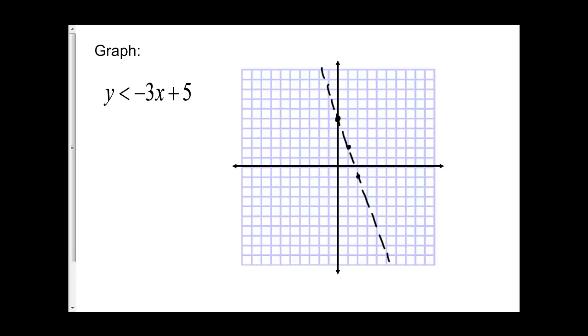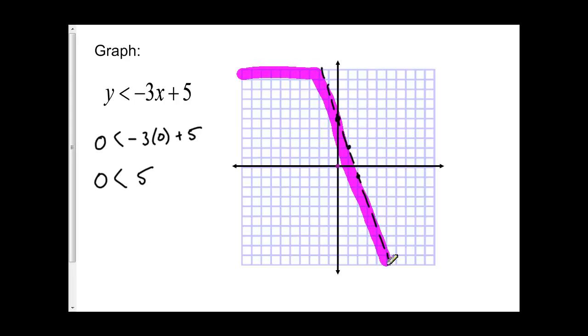And again, I'm going to select my test point. Because it's not on the line, I'm going to use 0, 0 again. You can't pick test points that are along the line. That's not going to help you. You need to pick a point that's completely in one side or the other. So 0, 0 works again. So I get 0 is less than negative 3 times 0 plus 5. 0 is less than 5. Again, that's a true statement. So I am going to color in or shade everything that includes the 0.